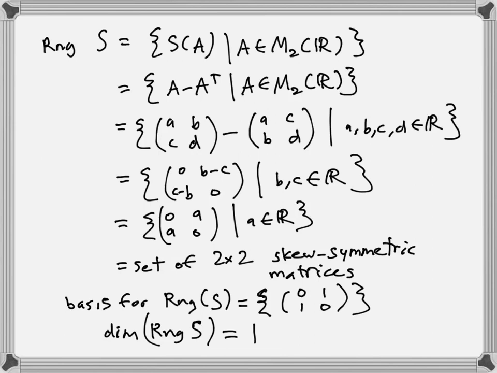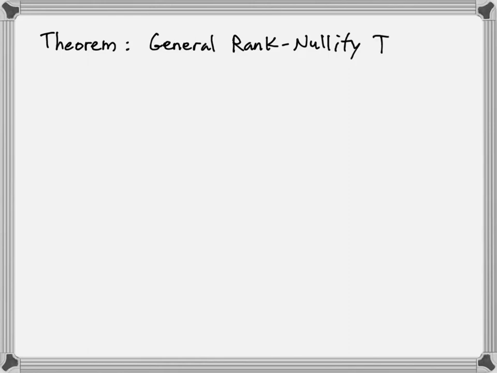Now, the next theorem I'm going to state is extremely important, okay? This theorem has a name. Anytime you name a theorem and you don't just call it theorem, you know it's important. This is called the general rank nullity theorem. Or if we want to abbreviate it, it's RNT.